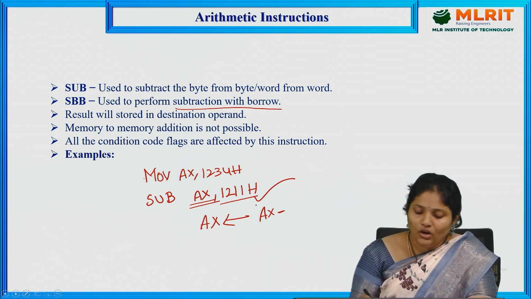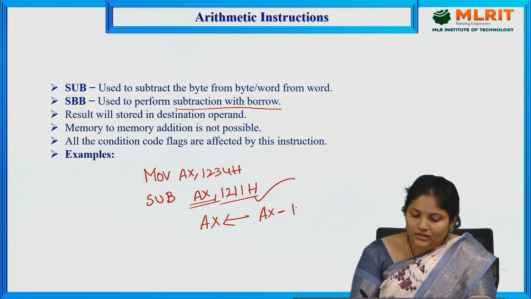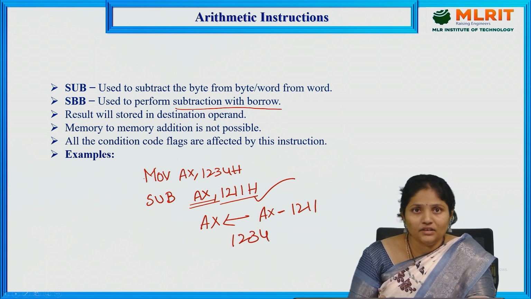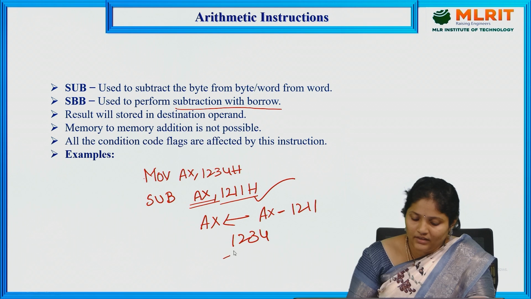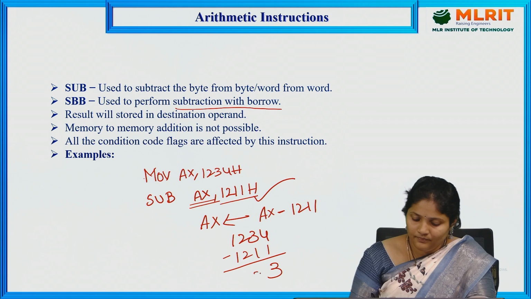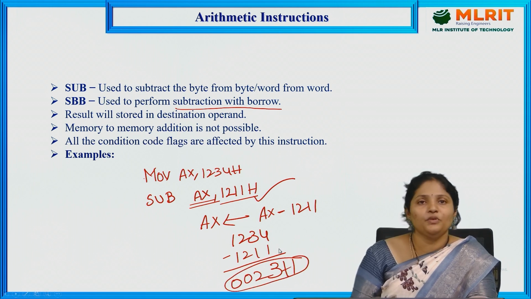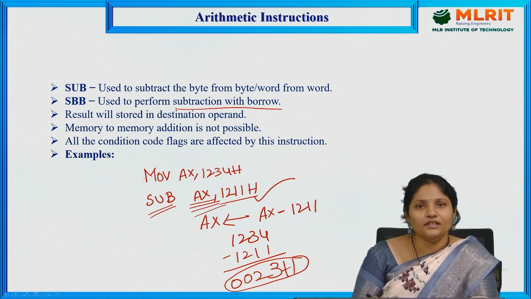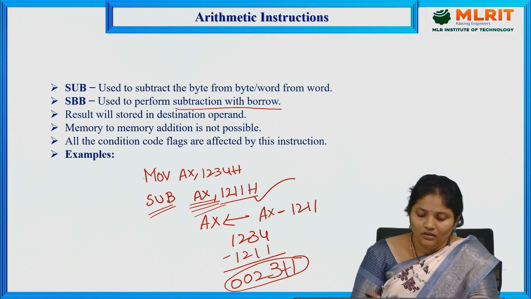So here the operation performed is: the data present in the AX register will be subtracted by 11H. So what will be the possible output? 0023H will be the output stored after performing the subtraction instruction in this particular case. So AX will hold the value 0023H.